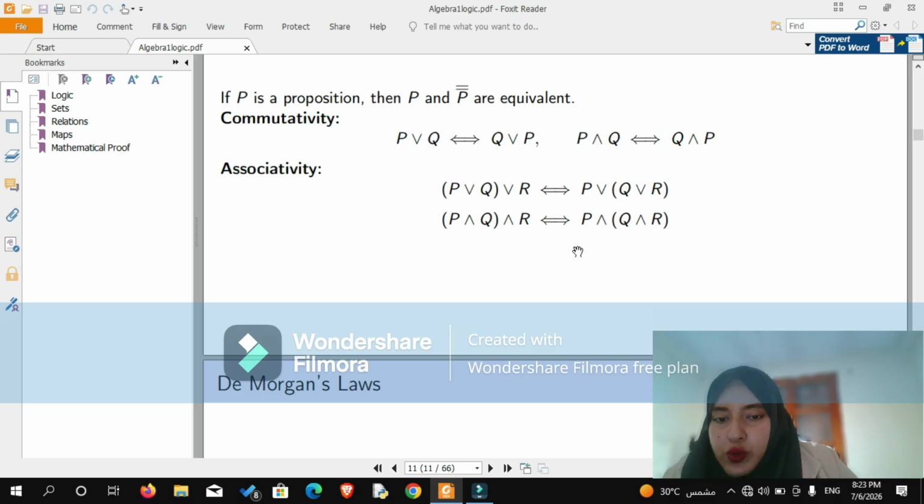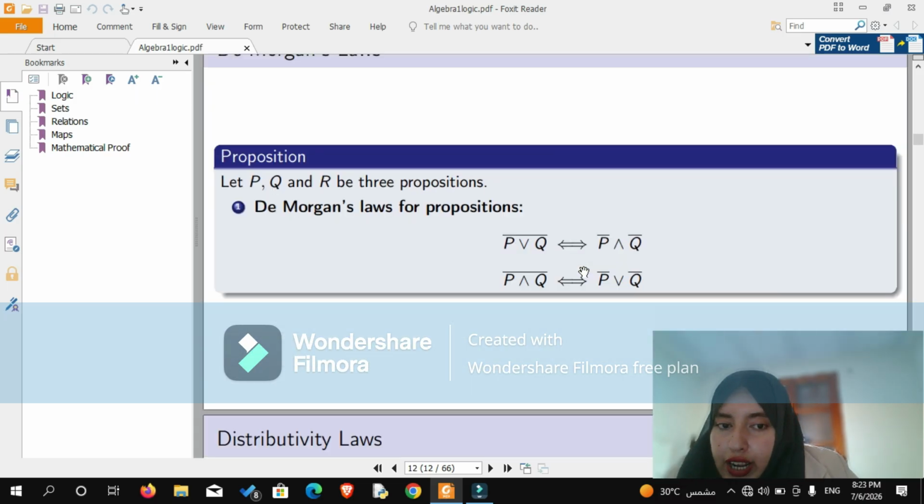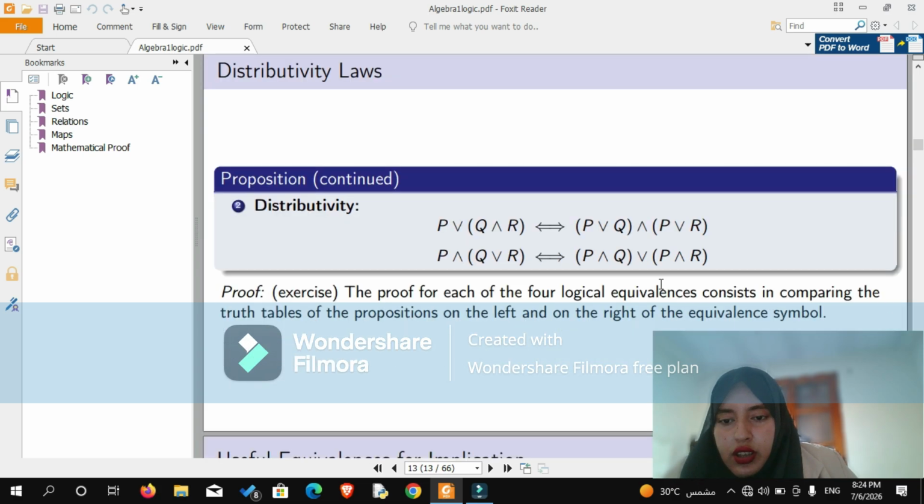we have a law which is De Morgan's law. It proves that not (P or Q) is equivalent to P bar and Q bar, and not (P and Q) is equivalent to P bar or Q bar. This can be confusing, so be careful.